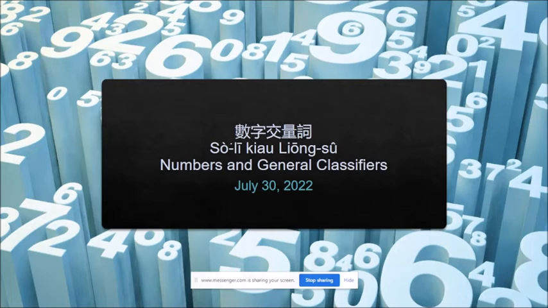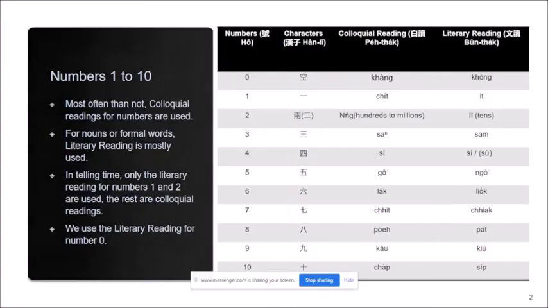So today we will be discussing numbers and general classifiers. So di kiau liōng-sû. So, first, I'll discuss numbers 1 to 10.